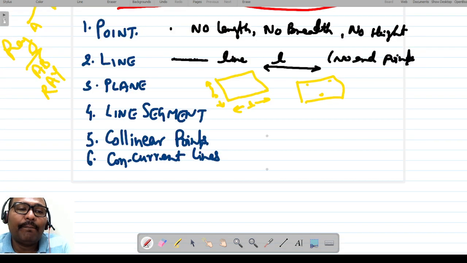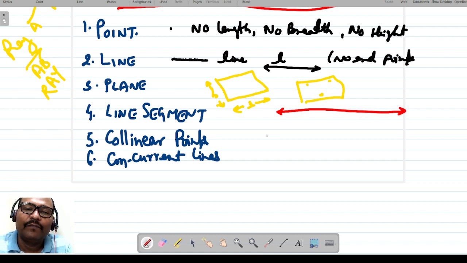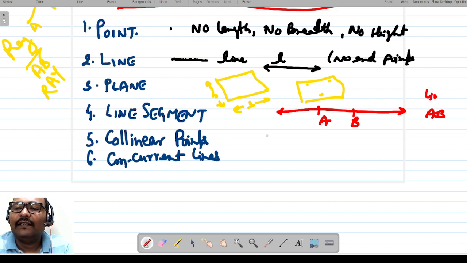What is line segment? Line segment is a part of line. Suppose this is a line, right? And we are intercepting a section of it like this, AB. Then AB is a line segment. So we write line segment AB, right?